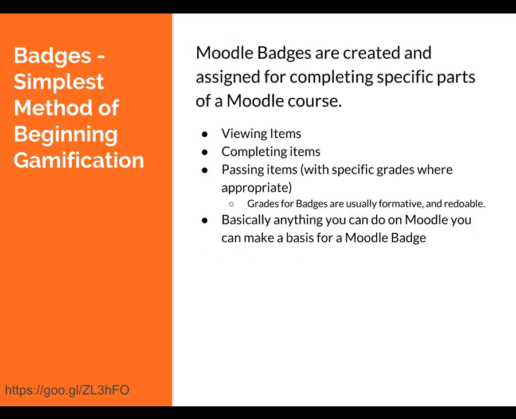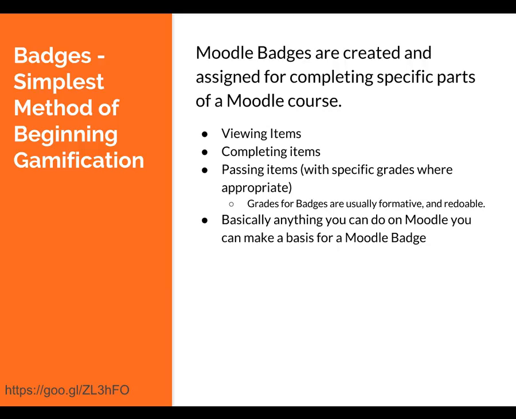Moodle badges is one of the first things that is really not that hard to set up. They can be assigned for anything. You can make any kind of badge you want, and say what is required to get that badge, and the badge will automatically pop up on the student's screen as soon as they meet those requirements. You can make it for viewing things, for completing things, or attach it to a grade. You can make the basis for a badge anything that you can track in Moodle.